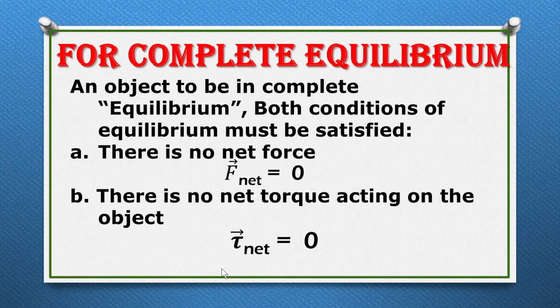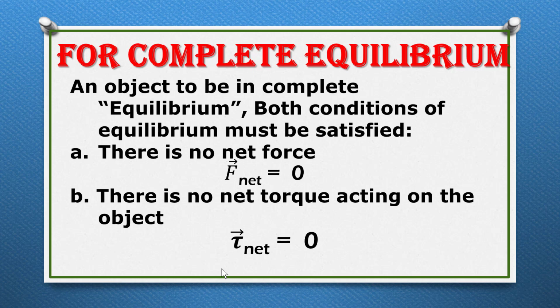For an object to be in complete equilibrium, both conditions of equilibrium must be satisfied. There is no net force, F net must be 0, and there is no net torque acting on the object, tau net is equal to 0. So there will be no linear acceleration and no rotational acceleration, because sometimes a body satisfies the first condition of equilibrium, but still it is not in complete equilibrium.